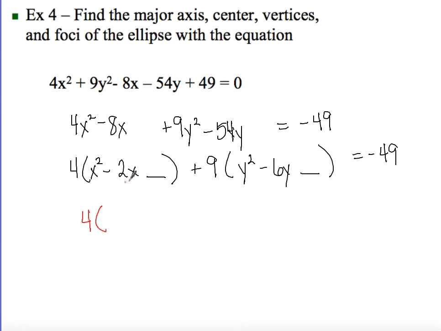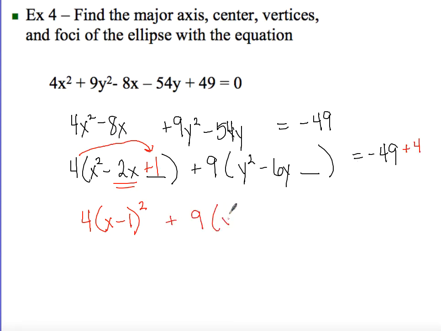So the 4 is out front. Remember, we take half of that middle number. So we've got x minus 1 squared, that means I add 1 here, but remember, since I factored the 4 out, that means I'm really adding 4 to this side.